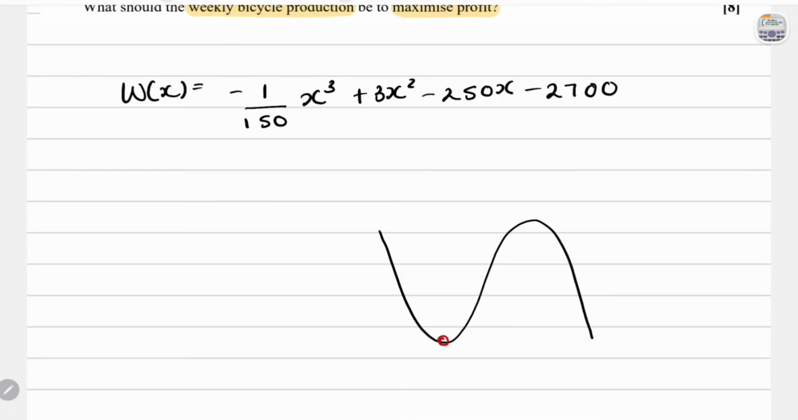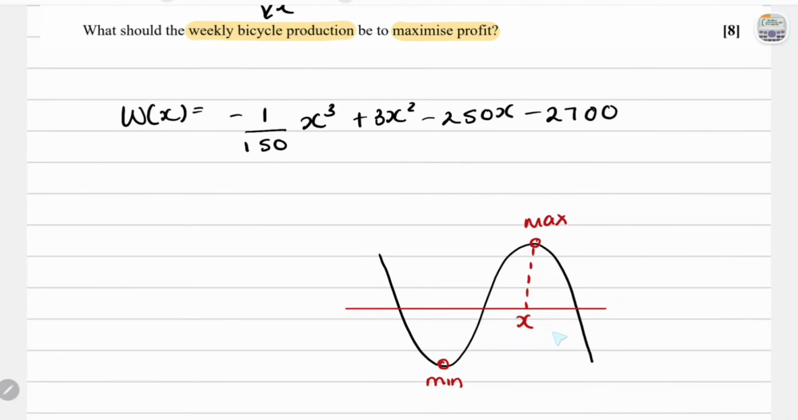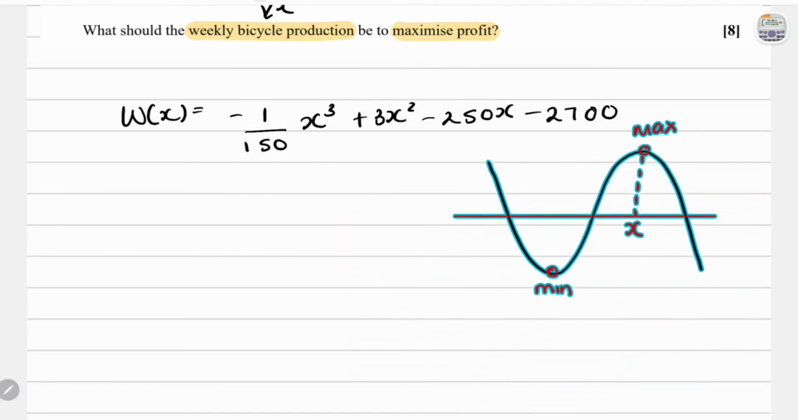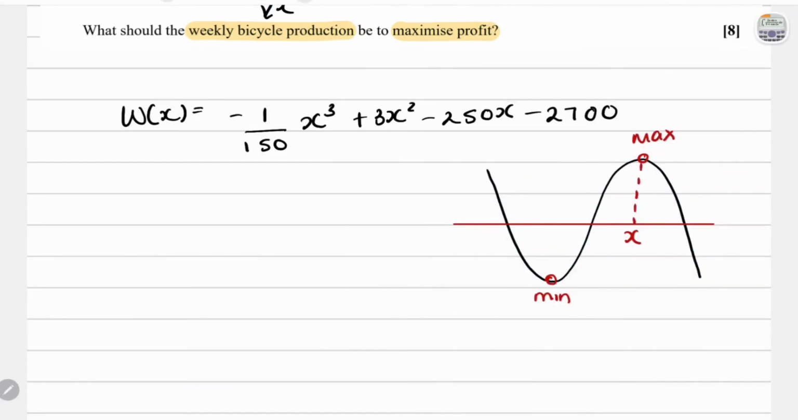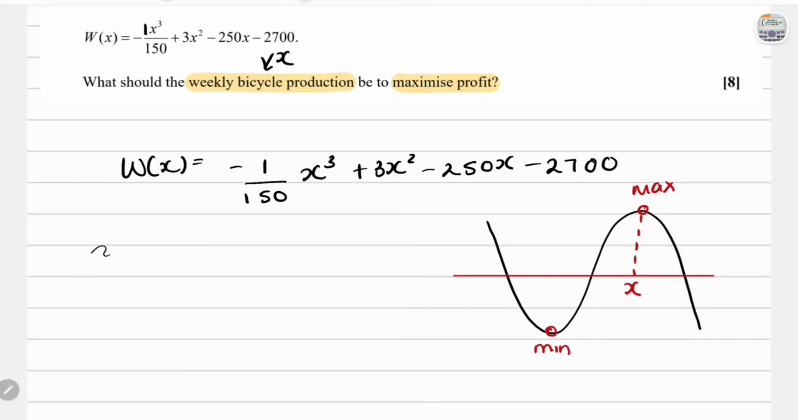So you have a local minimum, that's the lower part, and a local maximum. These are the points we're looking at, and we're trying to find out at which x value it is going to be at a maximum. That's really what we're trying to find out. What exactly is the x value for the local maximum of your cubic function? So we can go ahead and derive to find the gradients. That's what the derivative gives you.